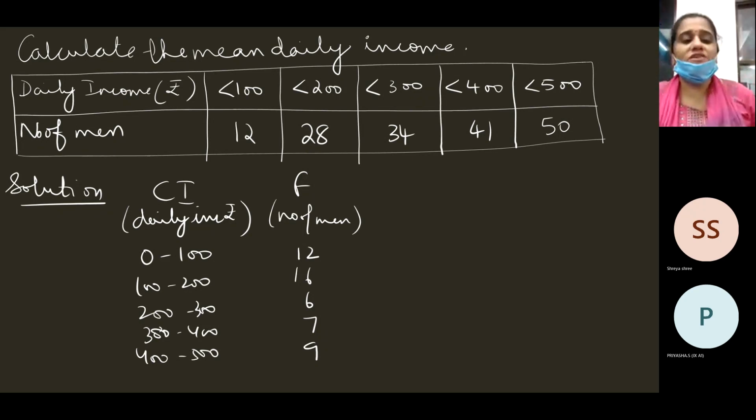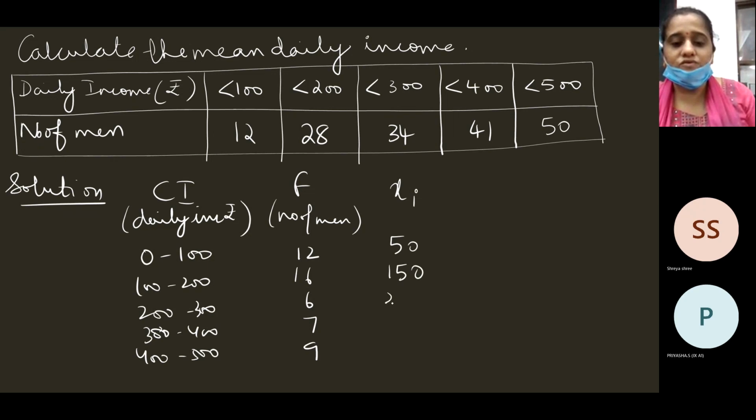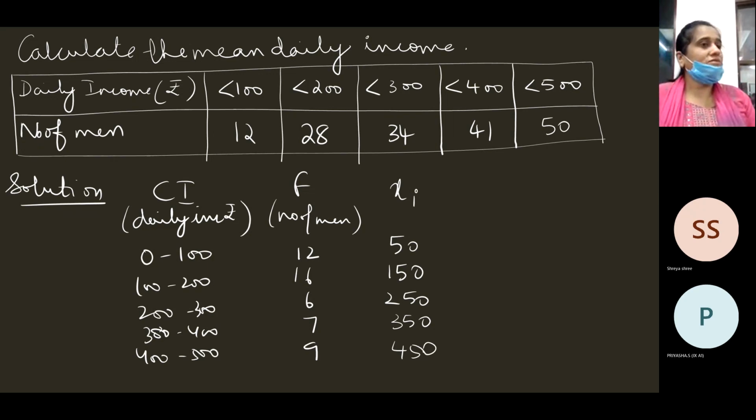So for mean, you should always find the class mark, which is called xi, correct? So 50, 150, 250, 350, 450. Then the next column is the assumed mean, any value from the xi column. To make it very easy, take the middlemost value. Actually, you can take any value from the xi column, not the frequency column.